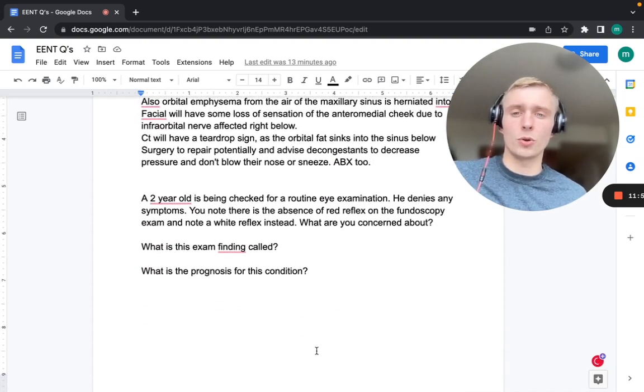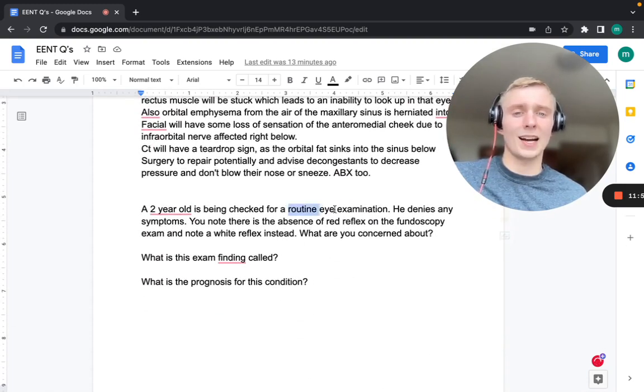Okay, next question is a 2-year-old is being checked for a routine eye examination. He denies any symptoms. You note that there's an absence of a red reflex on fundoscopy, and you note a white reflex instead. What are you concerned about? So very classic 2-year-old routine eye exam, no red reflex, but you note a white reflex. What is your concern?